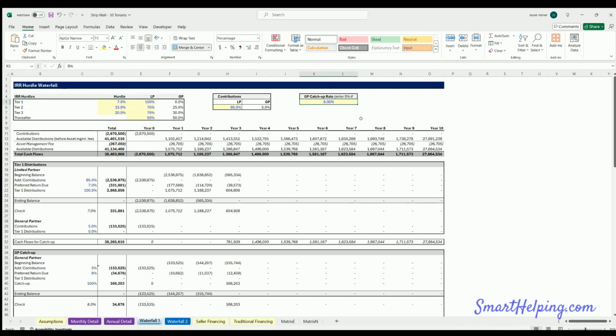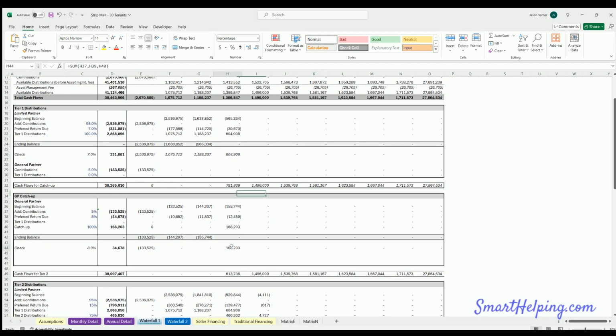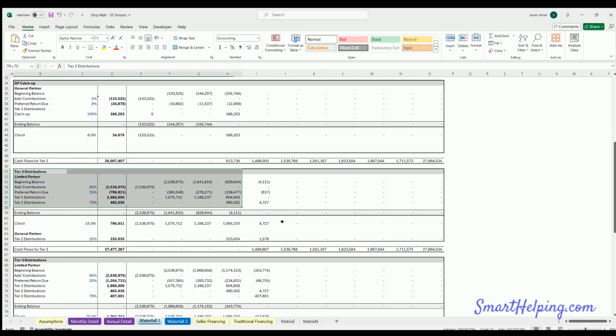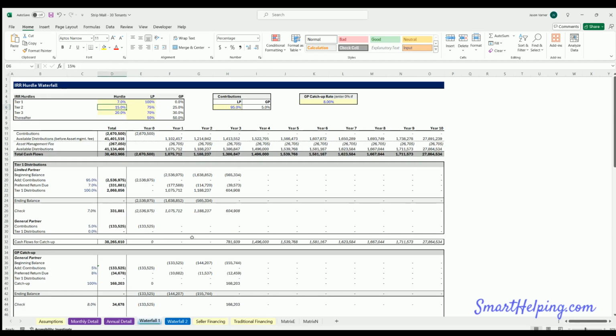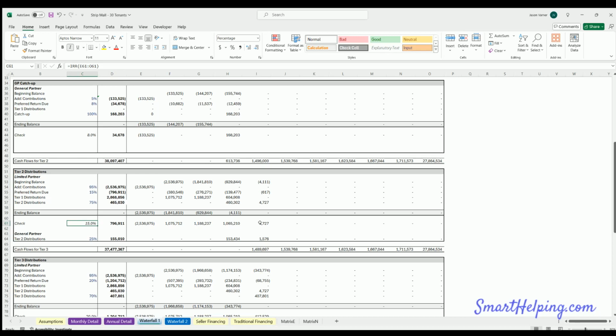Now, if you don't have a catch-up on the GP, you can just zero this out. Let's say we do have one for 8%. Okay, so now cash flows go to the GP. Now we get to finally tier 2, and here the investor is going to get, we can see how much cash they got in tier 1. This is the amount of cash they need in tier 2 to reach the next hurdle rate of 15%. So here we get 15% reached. Here's the amount that the GP is getting in tier 2, a little bit higher share than in tier 1.